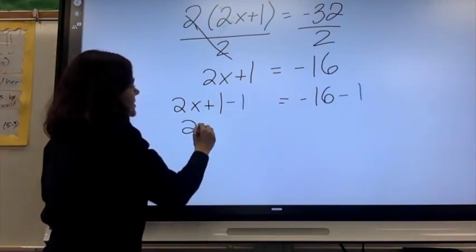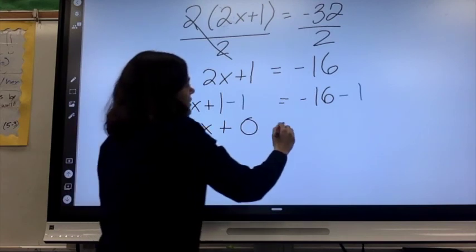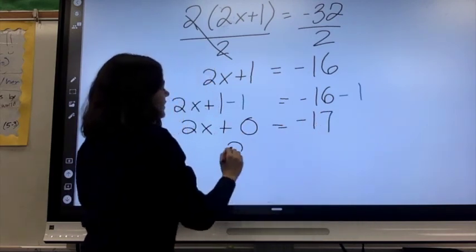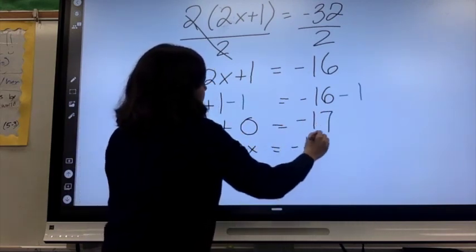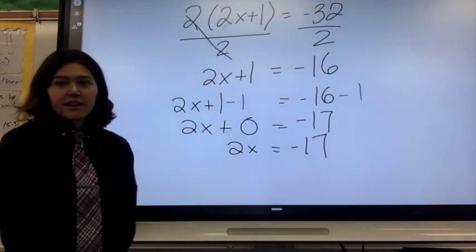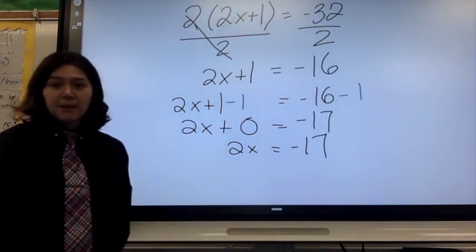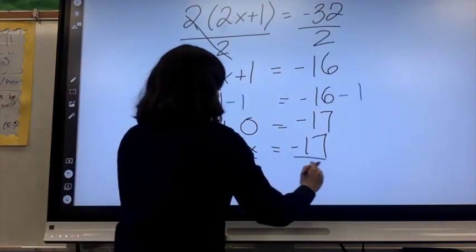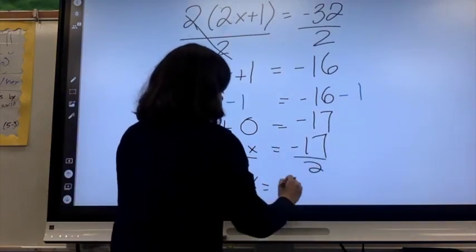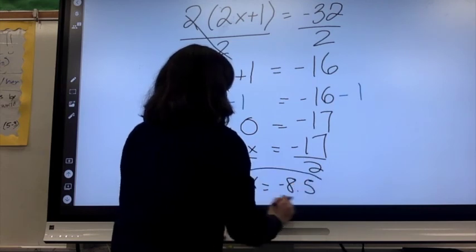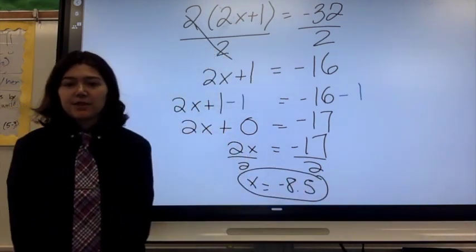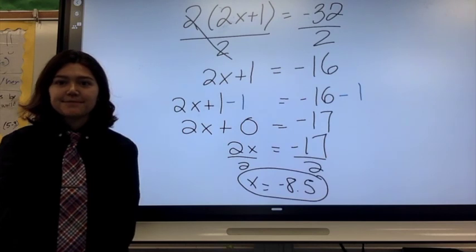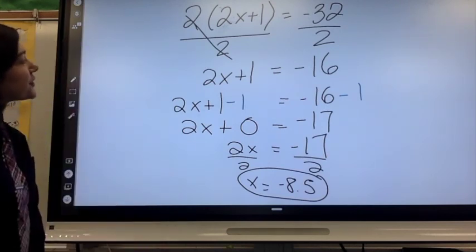When I do that, I will get 2x plus 0 equals -17. 2x equals negative 17. And then how do I undo multiplying by 2? I divide by 2. And that will also give me x equals negative 8.5, which is the correct answer. So you could have done that with the flow chart as well.